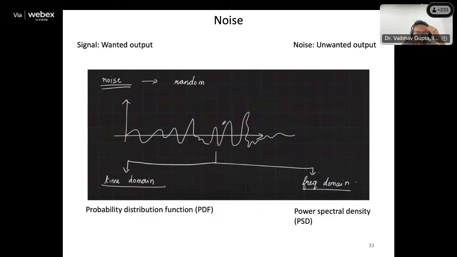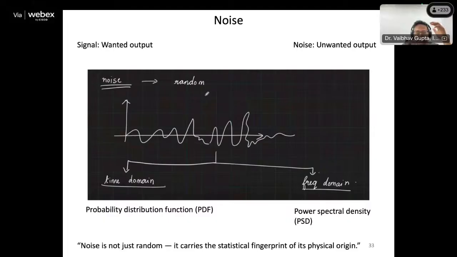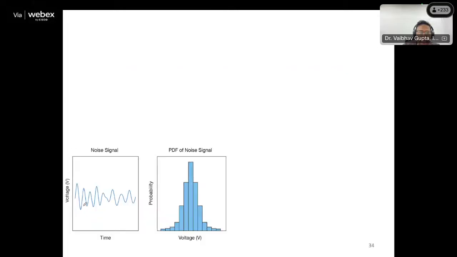Similarly, noise is there. Noise is a random signal, but it carries some sort of statistical fingerprint. So in this talk I will always talk about the probability distribution function, and we will take the time domain route and try to solve through the time domain. Just a brief recap: what is noise? Noise is some signal, and we want to know about this signal. There are two ways you can do it, either in the time domain or the frequency domain, and we will talk in terms of the time domain, which is the probability distribution function.